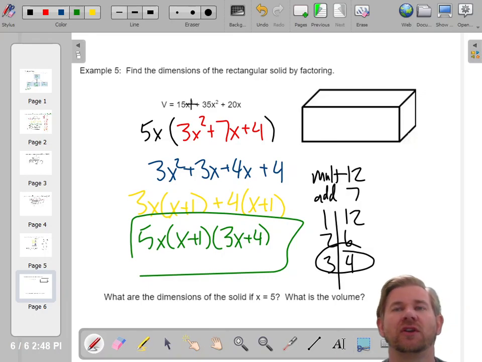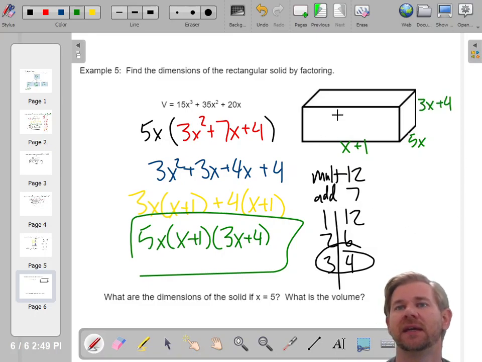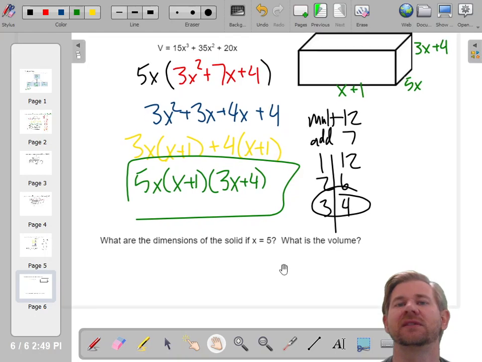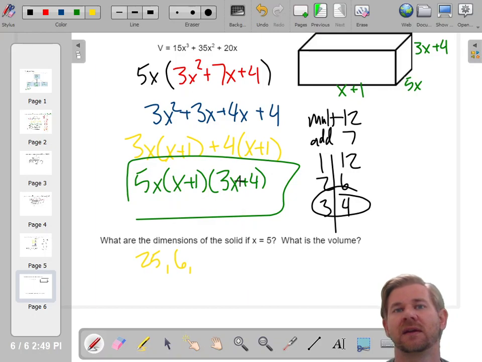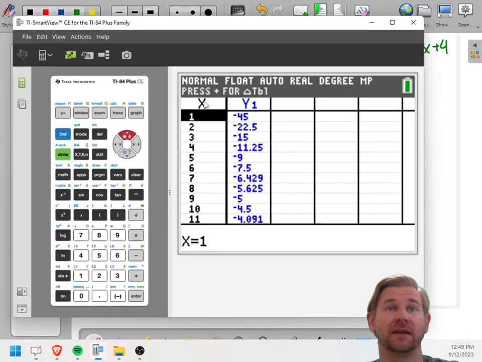So if you want to talk about volume, I could say, let's call that 5x, the length. This is x plus 1, the width. And then this is 3x plus 4, the height. It doesn't matter which one you make. They're interchangeable, okay? But then, sort of as a bonus, it says, what if x was 5? So I could plug in 5 right there. 5 times 5 would be 25. 5 plus 1 would be 6. And 3 times 5 is 15, plus 4 would give you 19. So maybe it's like the length, width, and height. If you wanted to find the volume, you could then multiply those together.